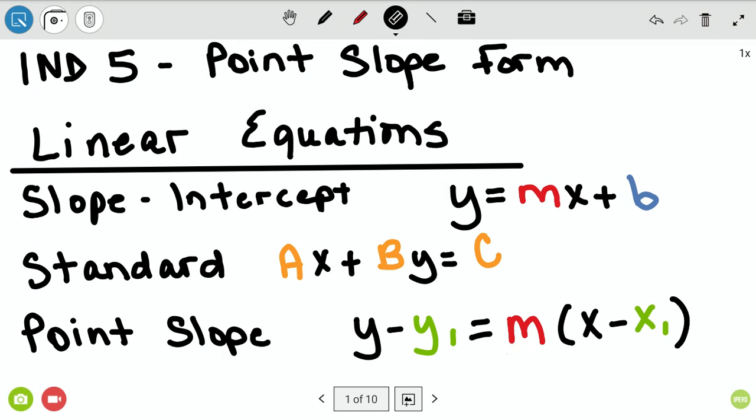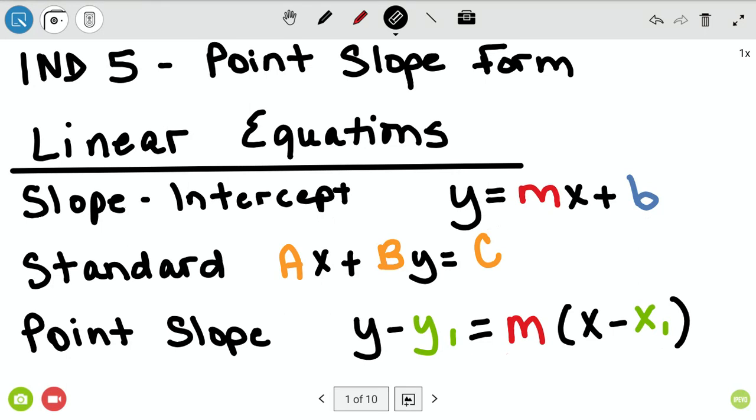So linear equations just simply means it graphs a straight line. And it can be in three different forms. That linear equation can be written in three different forms just by moving things around and distributing and using a little bit of algebra to rewrite the equation in a different order.